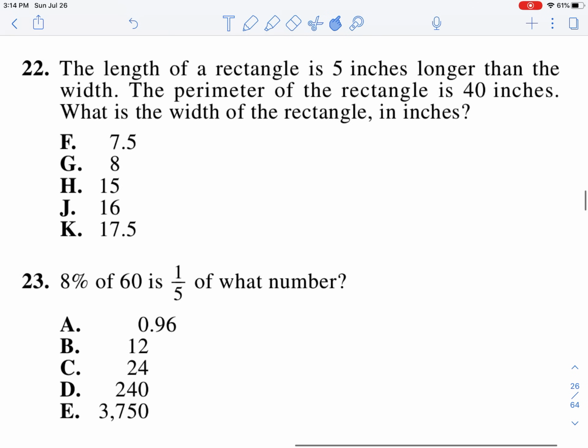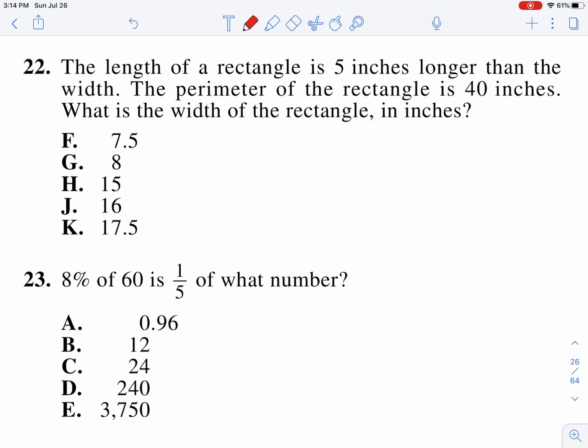The length of a rectangle is 5 inches longer than the width. The perimeter of the rectangle is 40 inches. What is the width? So this is a word to algebra translation problem, and we'll just go through it really quickly. Length of a rectangle, I'm going to have two variables, length and width. Length is 5 inches longer than the width, so length equals width plus 5. If I take the width and add 5 to it, I get the value of the length. That's what's being said. The perimeter of the rectangle is 40 inches.